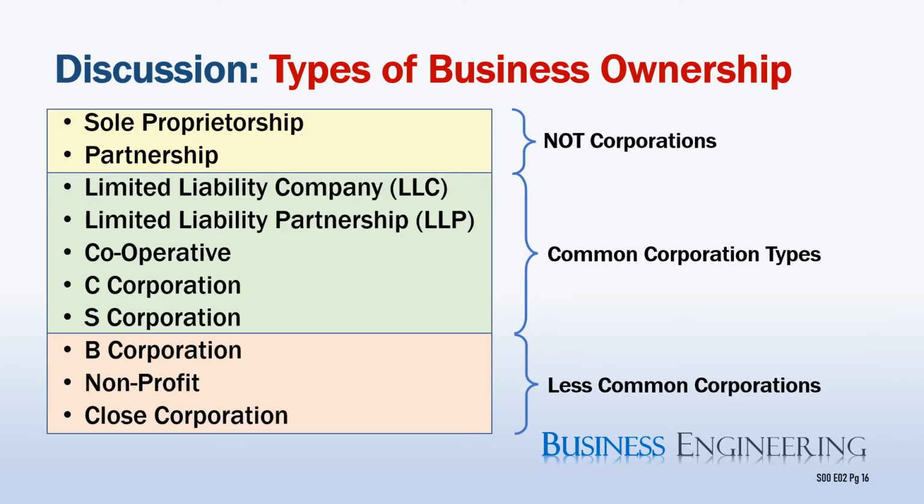There are various types of business ownership. This list identifies those that are not corporations, 5 common types of corporations, and a few less common types of corporations. These ownership structures are covered in the next episode, entitled 6 Types of Business Ownership, where we explore the characteristics, features, benefits, and drawbacks of each type.